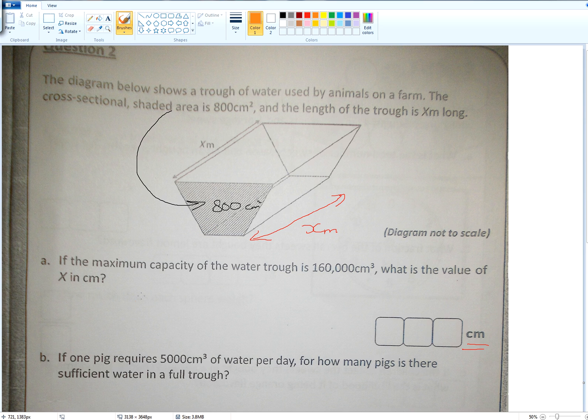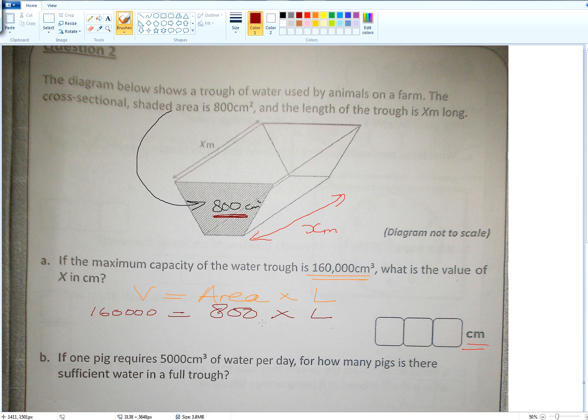Found it. So we said the volume of a prism is always equal to the area of the cross section multiplied by the length or the thickness of the shape. Now we've been told the volume. What is the volume? 160,000. Let's put everything into context. So 160,000 goes here. The area comes from here, which is 800. That goes there. And the length in centimeters will go here, the L.